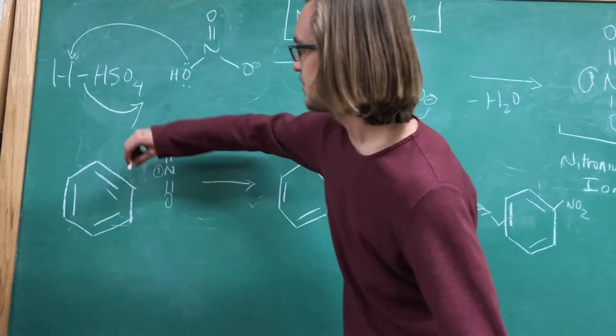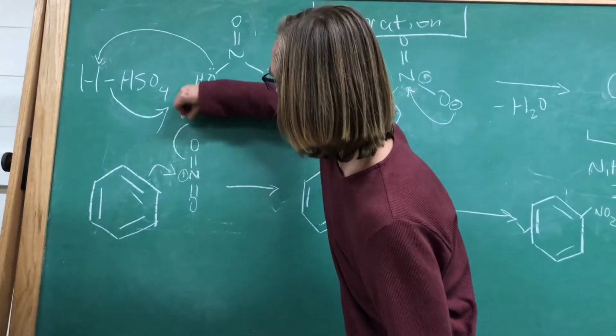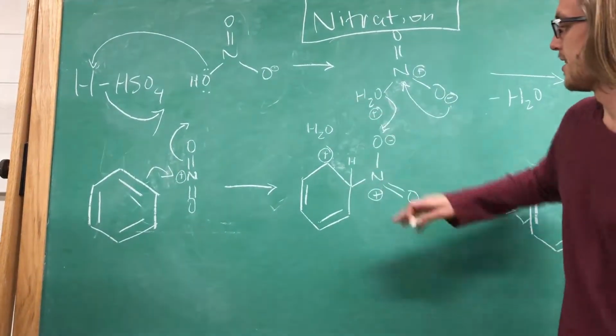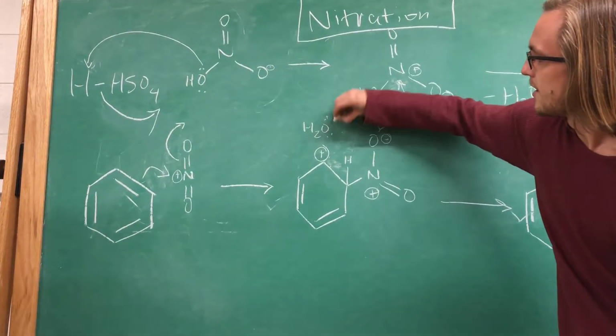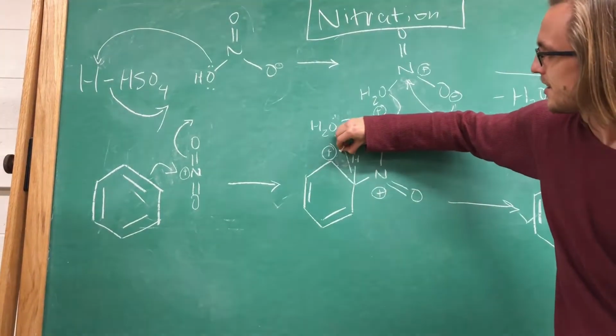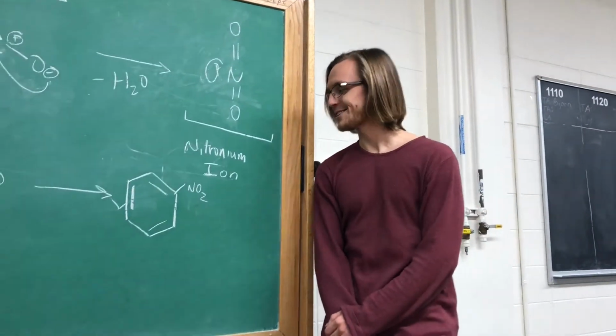What's going to happen is this benzene ring is going to come in, it's going to attack this nitrogen right here. Electrons are going to transfer over to the oxygen. This attaches the nitronium ion to our benzene ring, and water will come in, attack the hydrogen, come right here, and you have successfully attached a nitro group to a benzene ring.